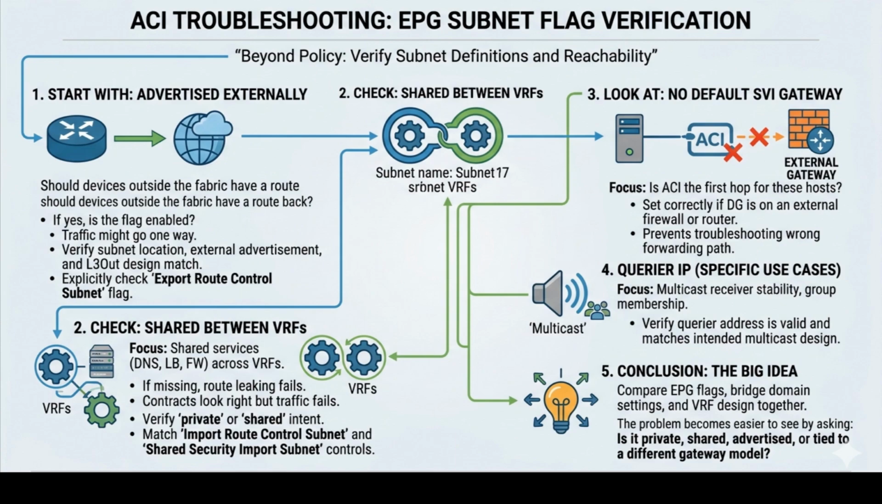Query IP is more specific, but still worth checking when multicast is involved. If receivers are unstable or group membership looks wrong, verify that the query address is valid for the subnet and lines up with the intended multicast design. Focus on whether the subnet should be private, shared, or linked to a different gateway. Compare EPG flags, bridge domain, and VRF design to clarify the problem.